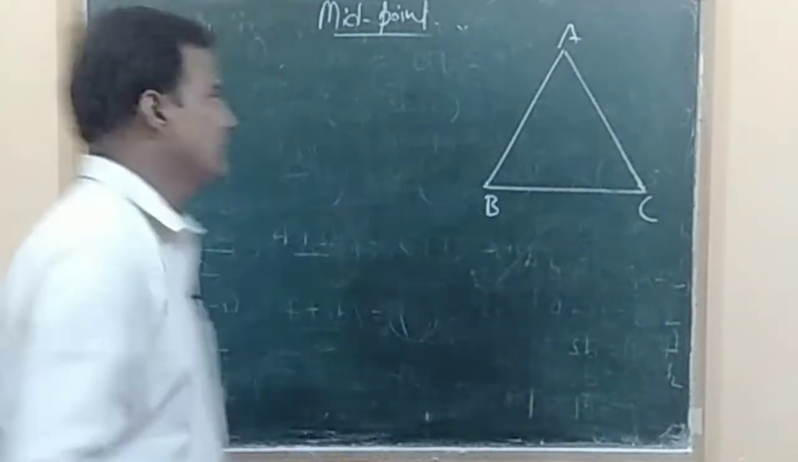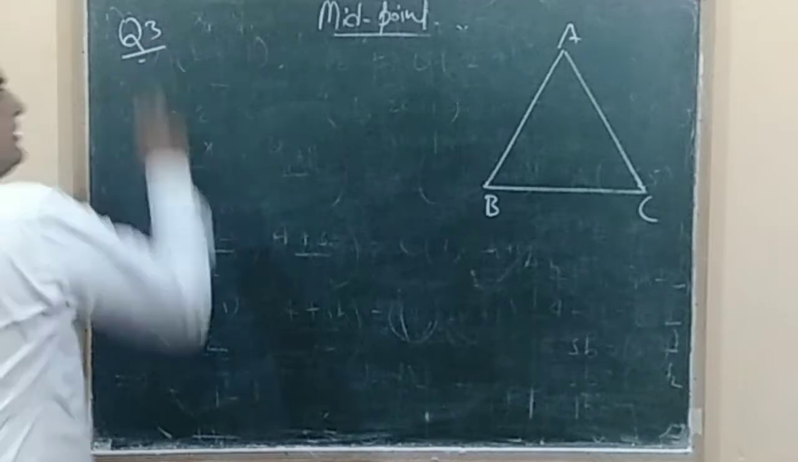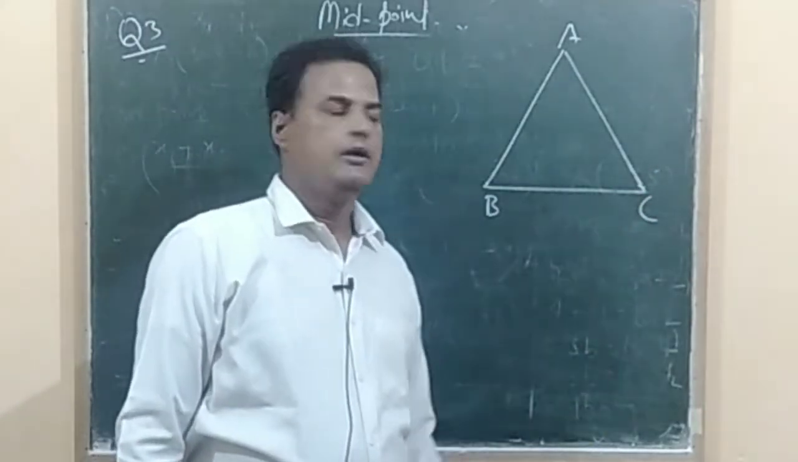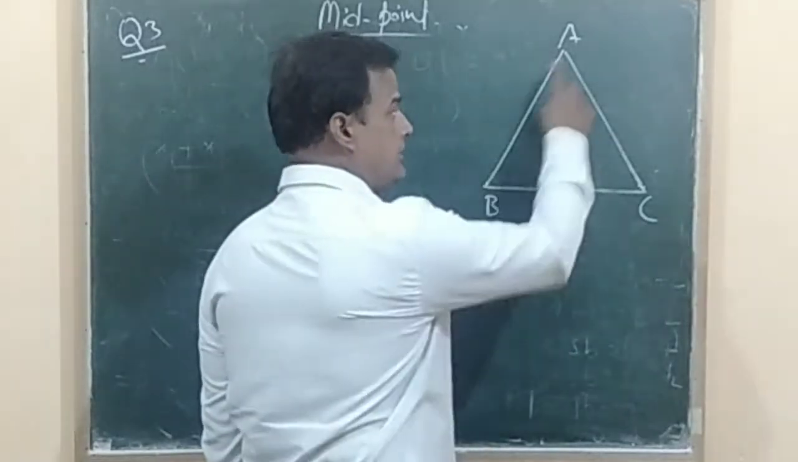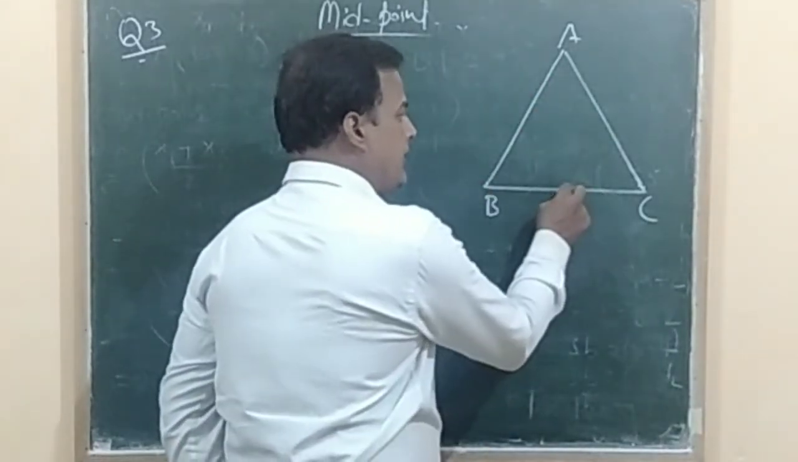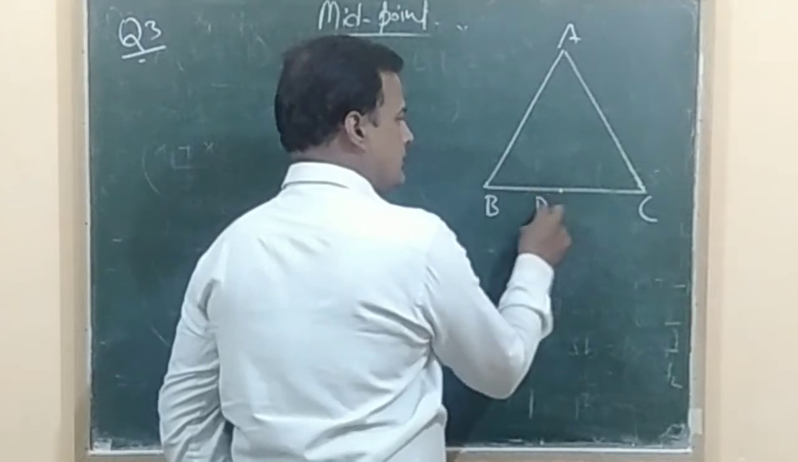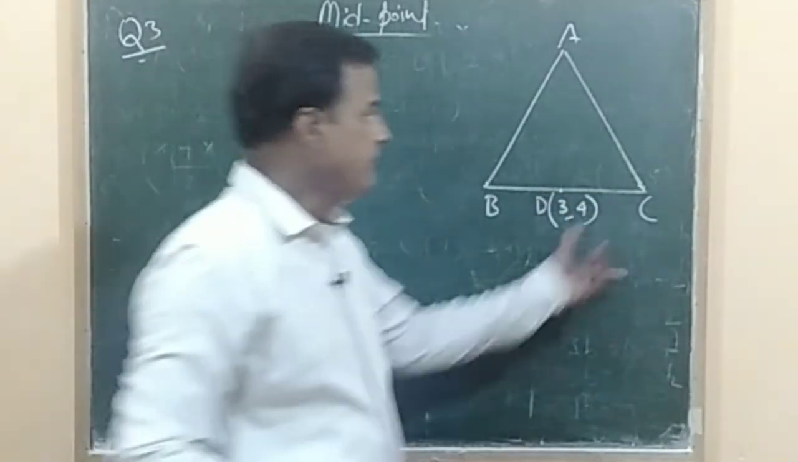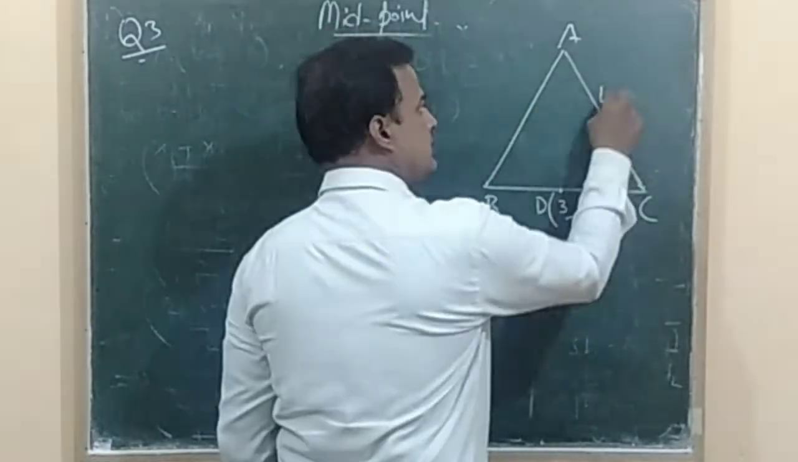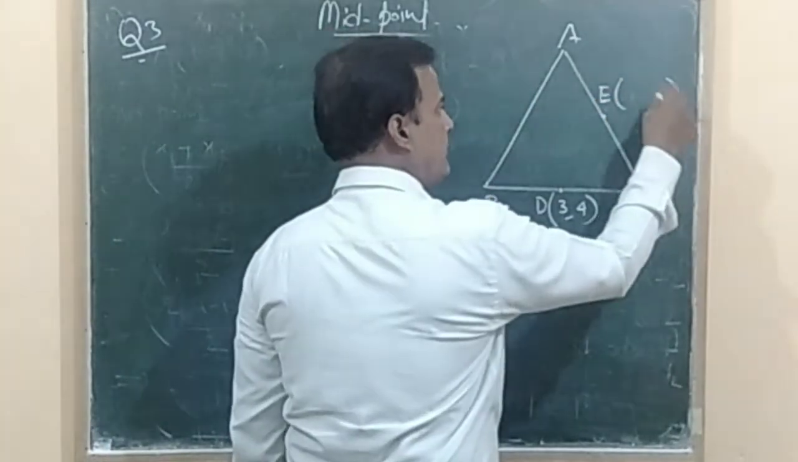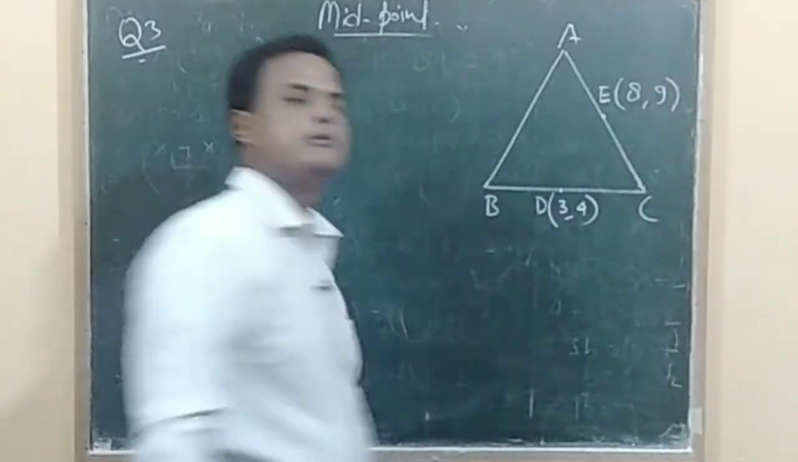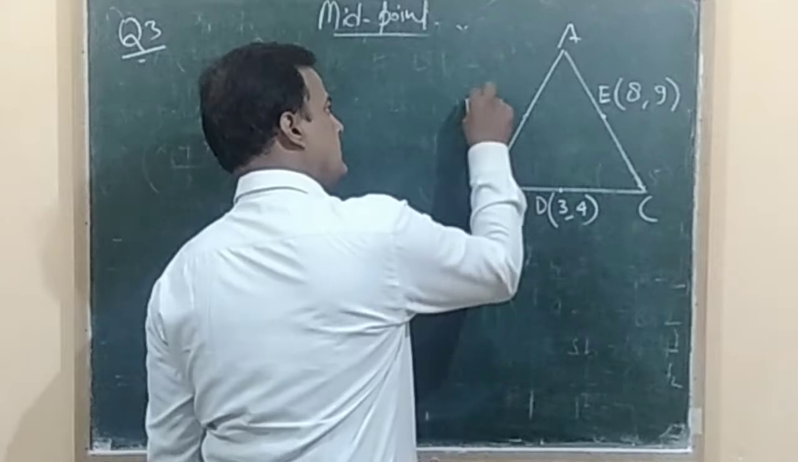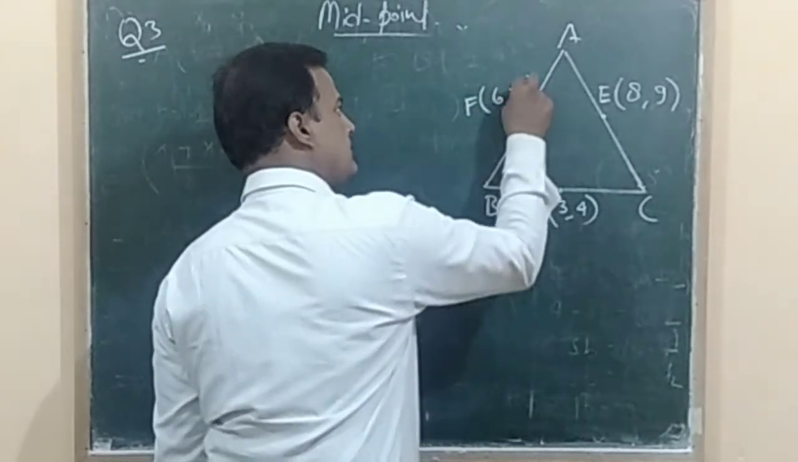Now question number 3. We are given a triangle ABC whose coordinates are unknown, and we are given the midpoints of BC, AC and AB. The midpoint of BC is (3, 4), the midpoint of AC is E, with coordinates (8, 9), and the midpoint of AB is F, with coordinates (6, 7).